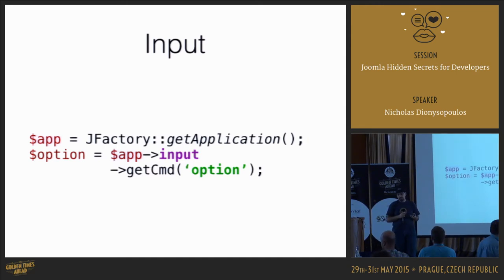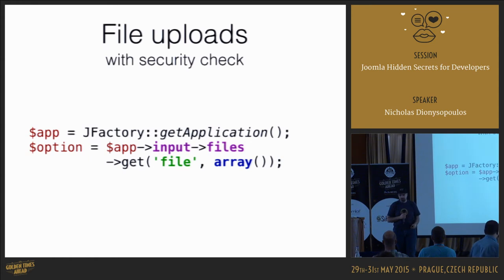On top of basic input, you also need to have file uploads, and this is something that even some of the more experienced developers screw up. If you want to do a file upload in Joomla, do not reference the global $_FILES array. Just go through input files and tell it to get the name of your uploaded file. By default, since Joomla 3.4, we have some security checks, so you cannot upload files containing PHP or other common malicious things in them.